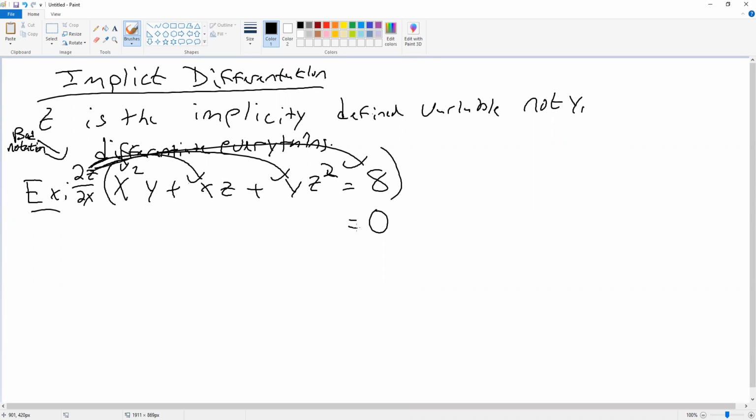If we're taking a partial with respect to x, let's look at this guy right here. What do we notice might happen here? We're going to isolate the z variable. But something might happen too, right? There might be a product rule.